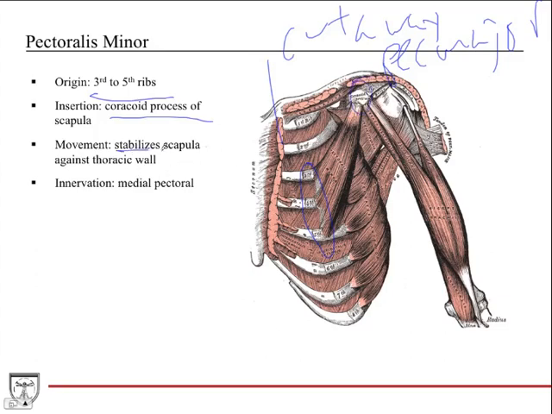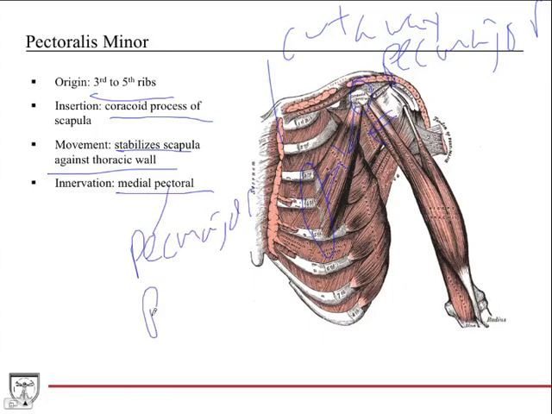It stabilizes the scapula against the thoracic wall. So here it contracts. It helps pull the scapula onto the posterior aspect. Its innervation's medial pectoral. So medial pectoral does both Pec Major and Pec Minor. Okay, and then lateral pectoral only goes to Pec Major. So Pec Major is duly innervated.